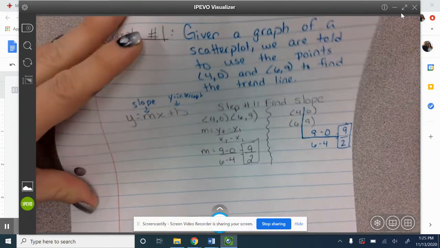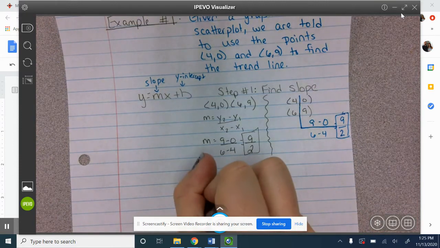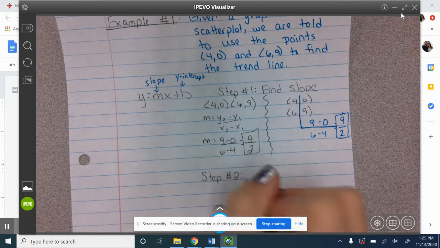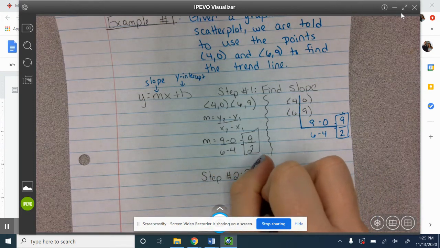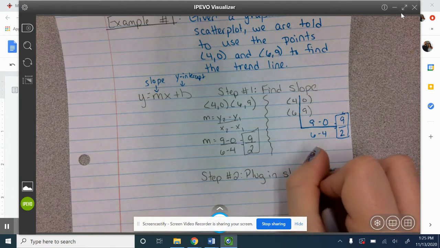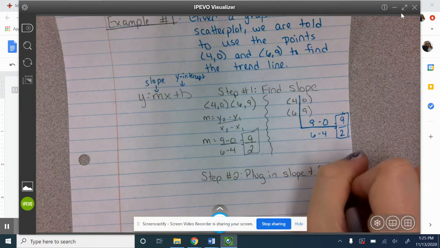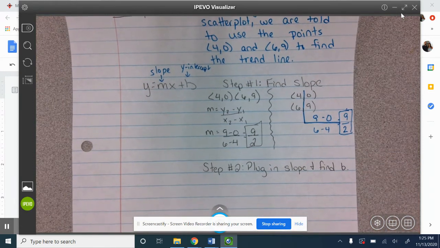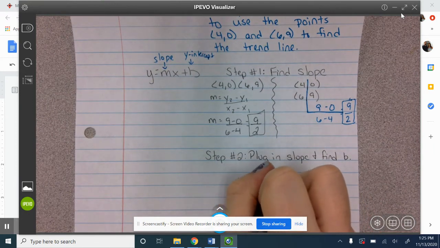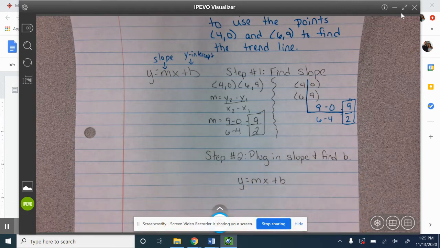Now that you have your slope, step 2, plug in the slope and find b. Remember, when we do this, we always have to start with our equation of a line. So we start with y equals mx plus b. We're going to plug in what we know. Well, I know that my m is 9 over 2. I don't know x plus b yet.